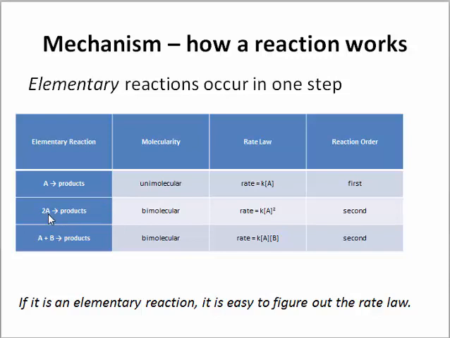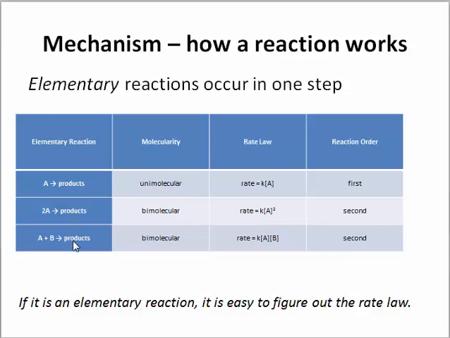There are elementary reactions where one A reacts with another A. Here, the rate law is k[A]^2. The reaction is second order. If the reactants are A plus B, the order is second order, and the rate is k[A][B].